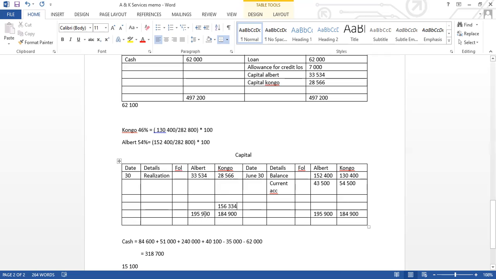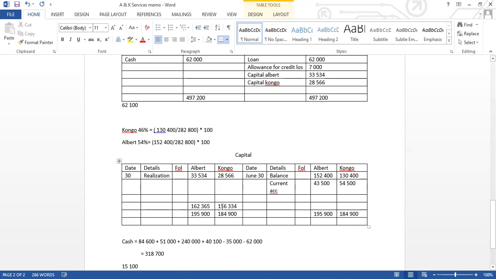And then we move on to Albert, 195,900. You minus the realization, the total amount on his debit side of 33,534. So he needs to receive 162,365.